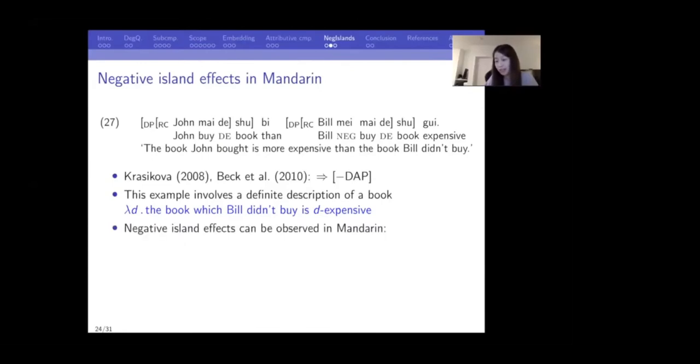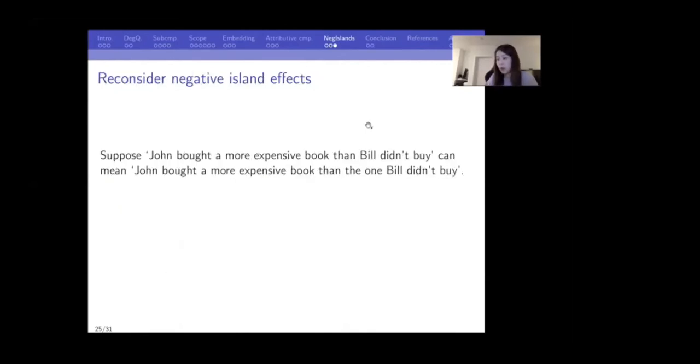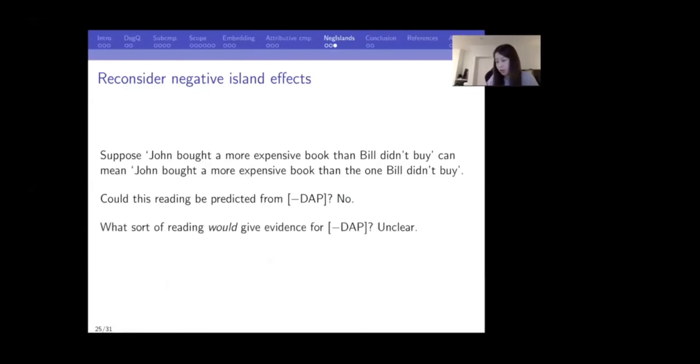What's more, Mandarin is indeed sensitive to negative island effects, as shown in 28. So suppose John bought a more expensive book than Bill didn't buy, has the reading that John bought a more expensive book than the one Bill didn't buy. Could this reading be predicted from lacking degree abstraction? The answer seems to be no, because it's actually related to a definite interpretation. Then, what sort of reading would give evidence for lacking degree abstraction is not yet clear to us.